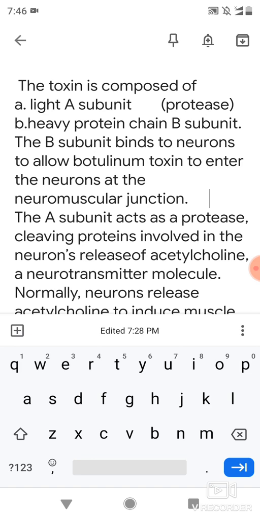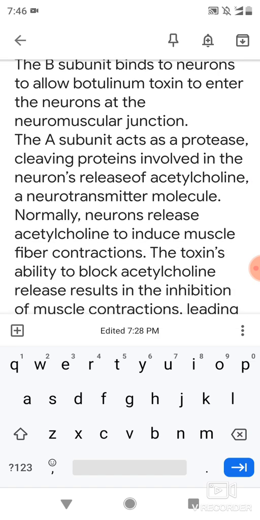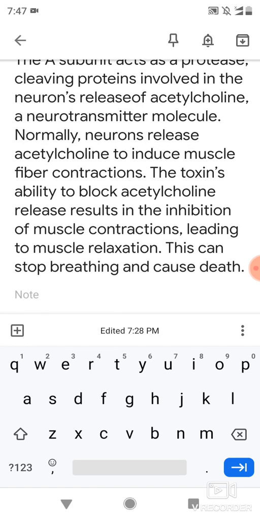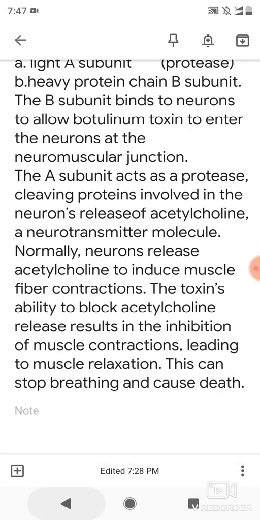As I said, the function of the protease is that it will cleave the proteins involved in the neurons that release acetylcholine. So the neurotransmitter molecule, acetylcholine, will be prevented from release by the protease activity. Normally the neurons release acetylcholine to induce muscle fiber contraction. We know that. So the toxin's ability to block acetylcholine release results in the inhibition of muscle contraction, leading to muscle relaxation. This causes the stop of breathing and causes death.